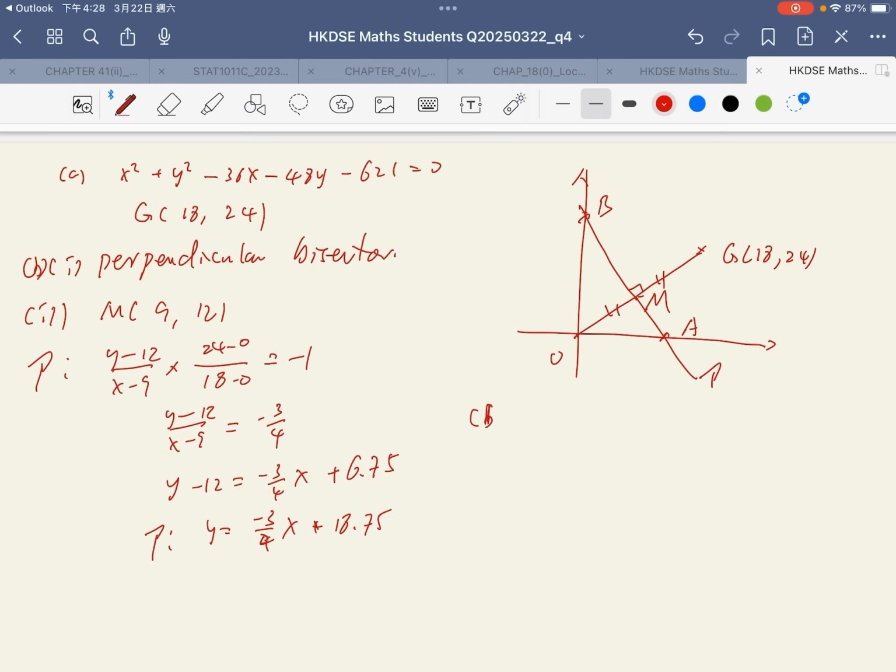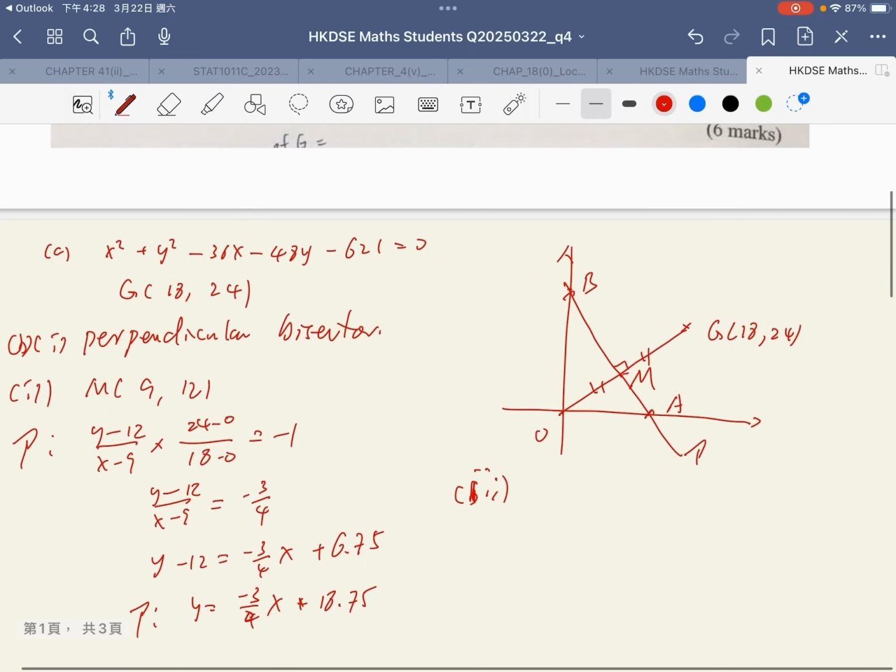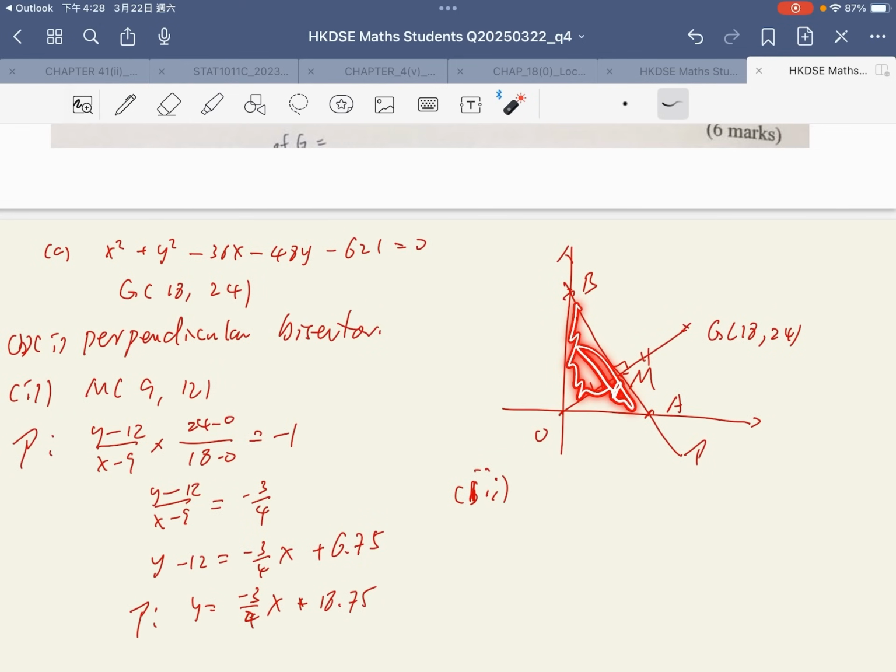For the last part, find the area of triangle OAB. This is to find the area of this one. Then I have to find the coordinates B and A.